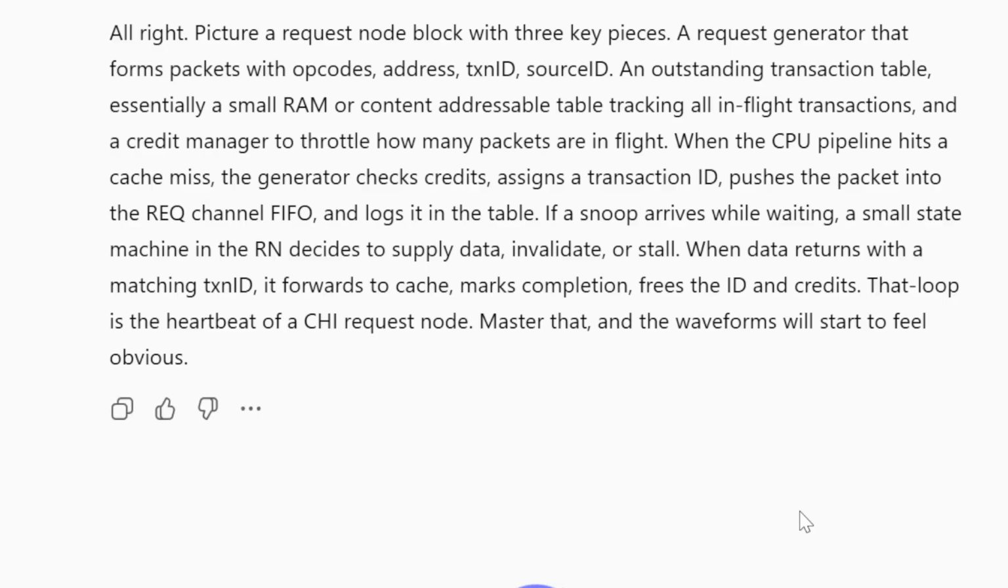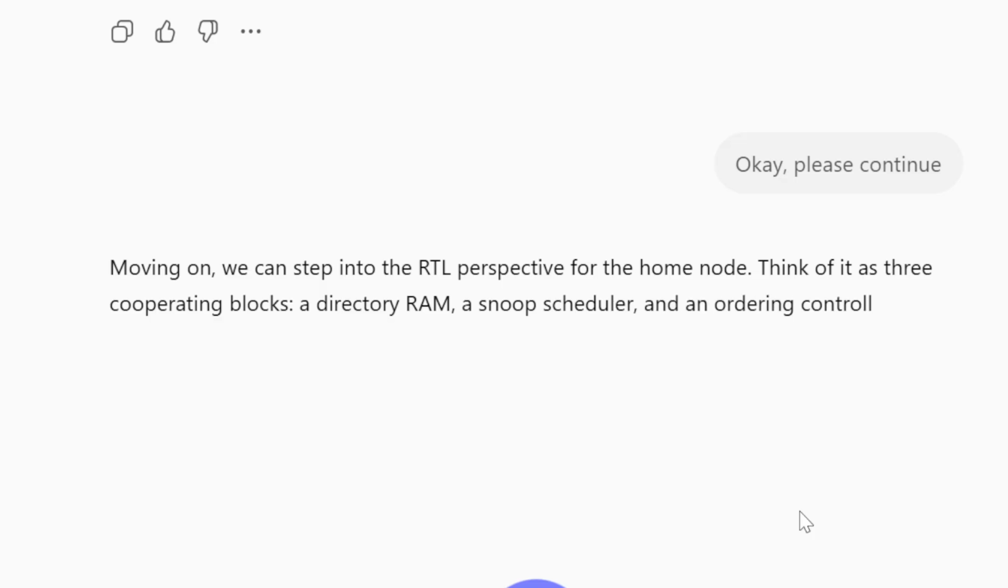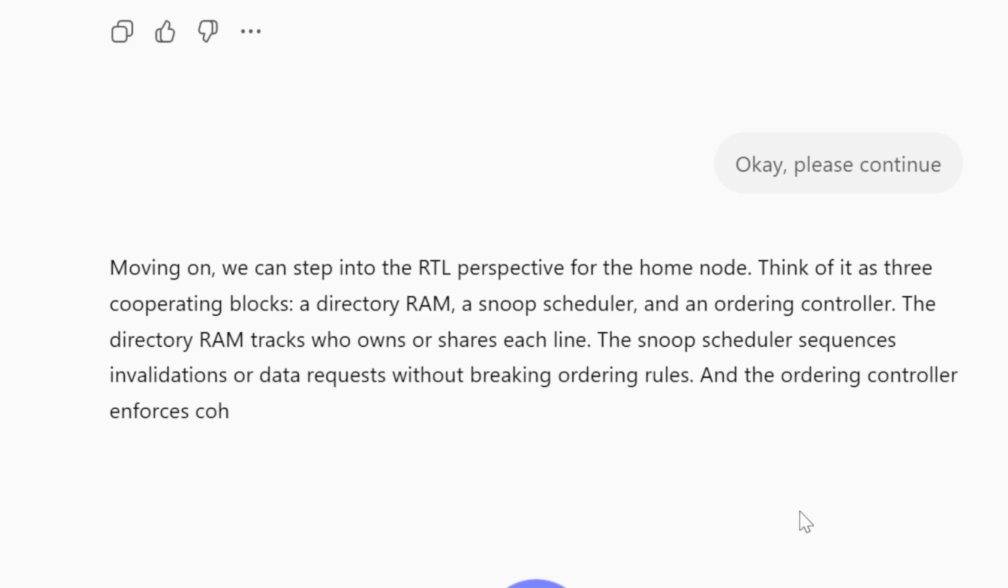Okay, please continue. Moving on, we can step into the RTL perspective for the home node. Think of it as three cooperating blocks: a directory RAM, a snoop scheduler, and an ordering controller. The directory RAM tracks who owns or shares each line, the snoop scheduler sequences invalidations or data requests without breaking ordering rules, and the ordering controller enforces coherency rules across multiple in-flight transactions.